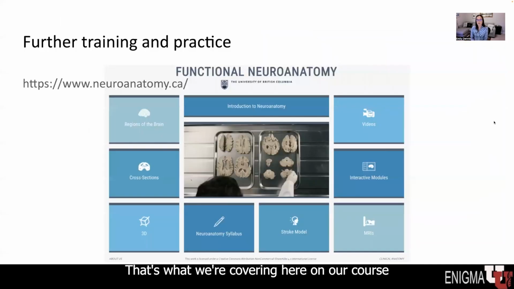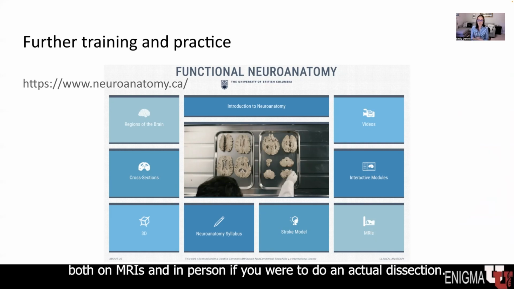So that's what we're covering here in our course, but there are many other more in-depth courses out there that I suggest you look into. If you do anything related to neuroimaging, or if you go on to become a neurologist, knowing your neuroanatomy is really important. And this is one place where you can go into a lot more depth. If you go to this website, it's freely available. They have videos, they have interactive modules. You can look at cross sections. You can see what things look like both on MRIs and in person if you were to do an actual dissection. So it's a really, really nice resource that I suggest you use.